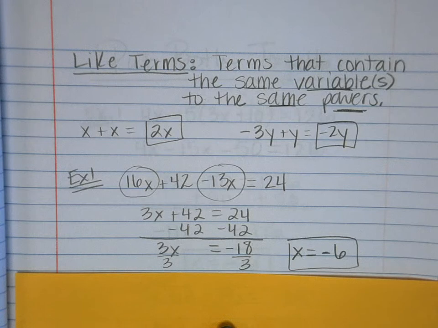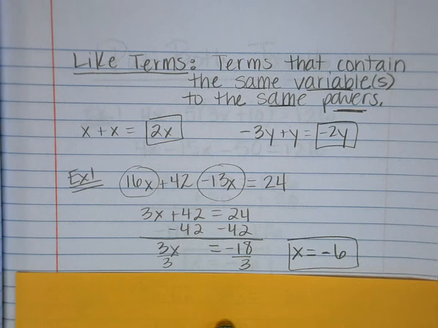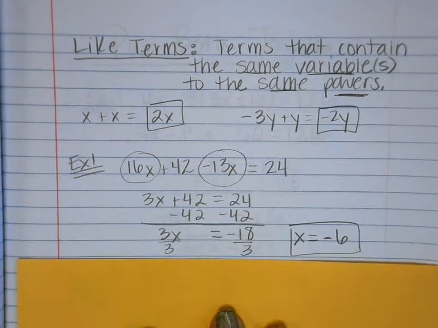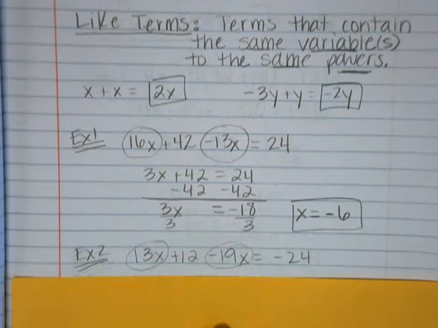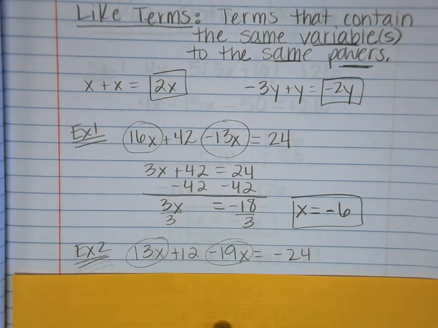Any questions on that one? It's okay? All right. That means your 7th grade teachers did a good job. Let's see. Here's another one for you. Circled the like terms again. 13x minus 19x.